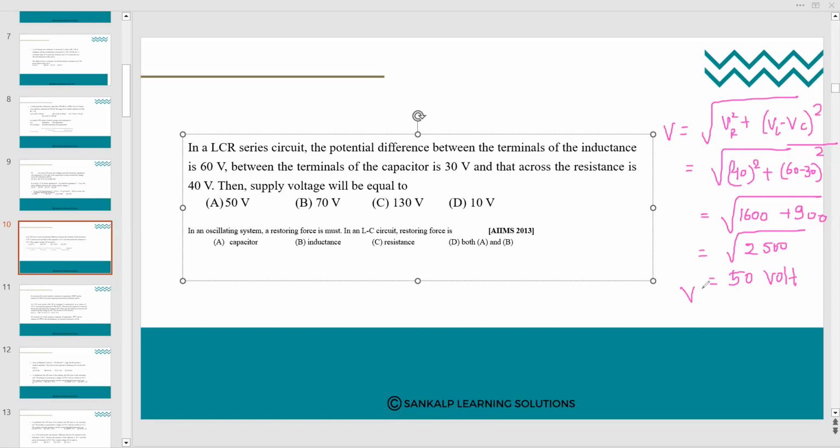So 50, 70, 130, 10 anta kottidare. Therefore, option A, 50 volt is the correct answer.